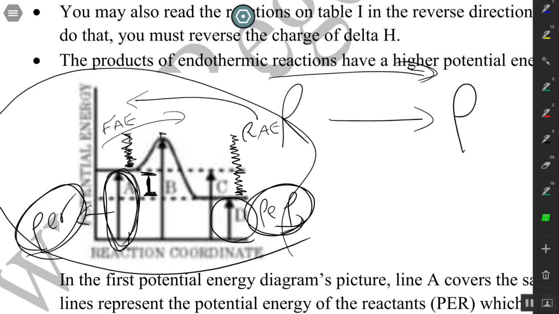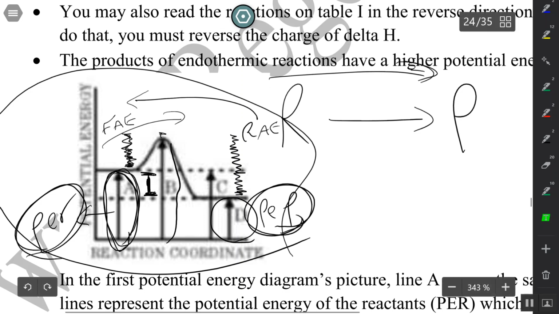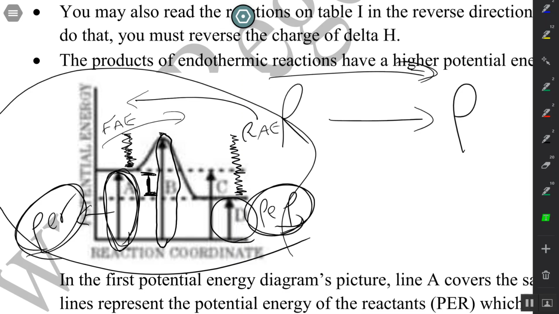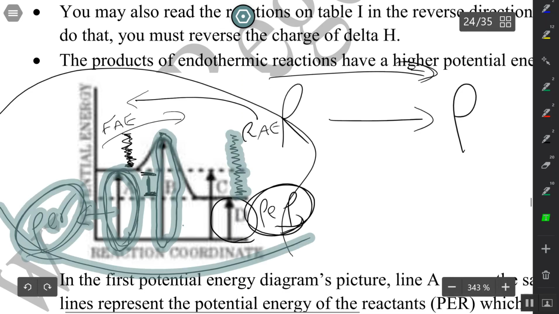Okay? Letter B here will show the potential energy of the activation complex, which is really the potential energy of the entire reaction. Okay, that's the max energy of the reaction.